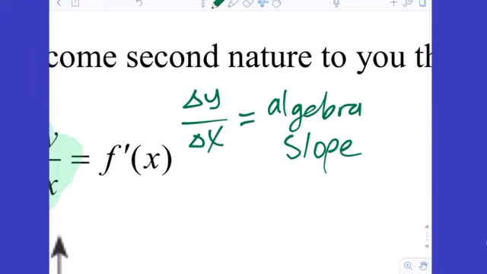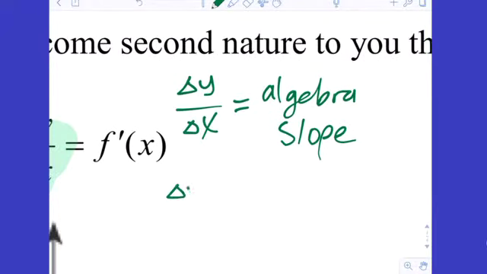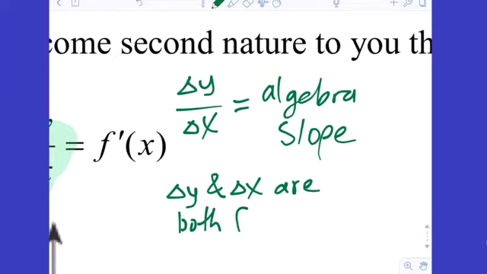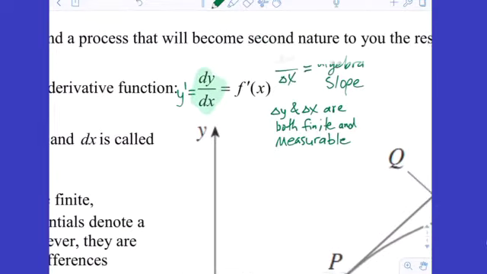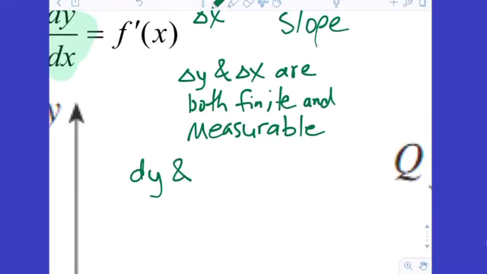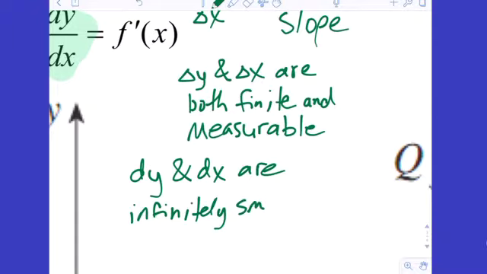So what delta y is, it's the change in two y values. Delta y and delta x are both finite and measurable. But because of the limit, remember the limit forces the 2 points that we're using for the difference quotient to be so close together that you can't tell them apart, dy and dx are infinitely small and immeasurable.